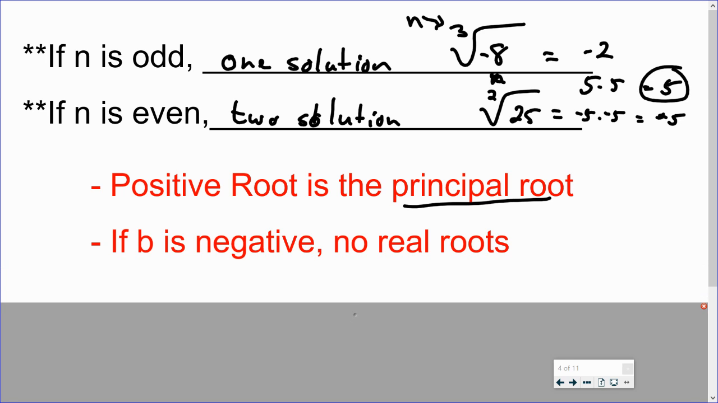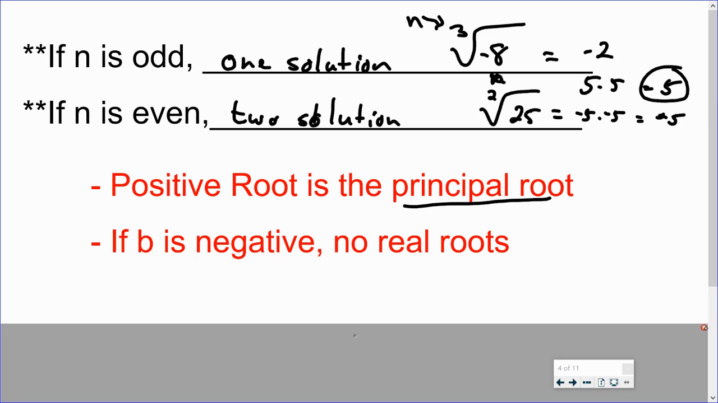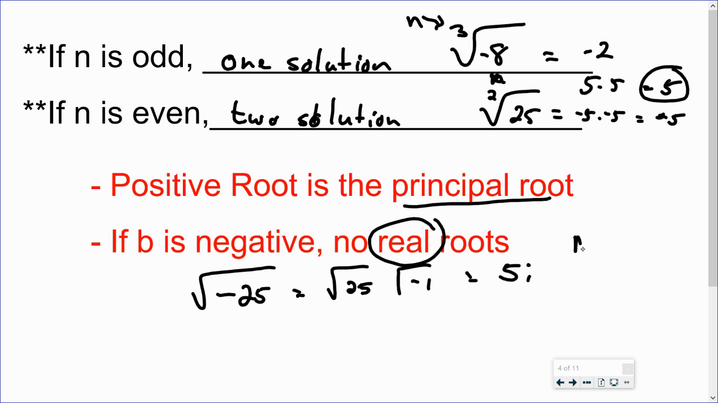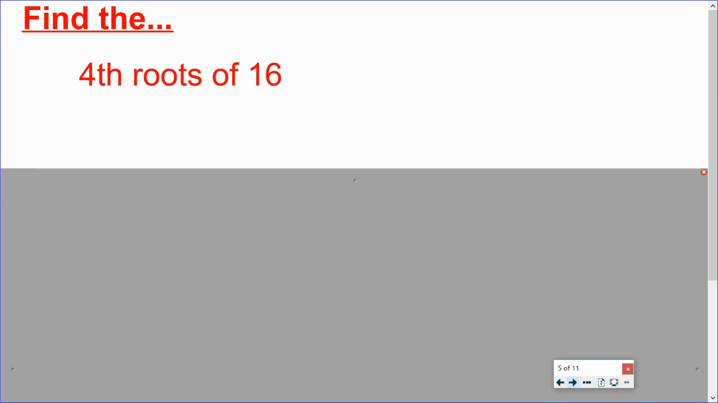Okay, if n is negative, there are no real roots. So what that's talking about is if I have the square root of negative 25, square root of 25, square root of negative 1, this is 5i. Now, this isn't real. This is an imaginary number, so it's not real. So that's why I end up that way. But when we're asked, if they ask for real roots, then we'll have some that will say no solution because there aren't any.